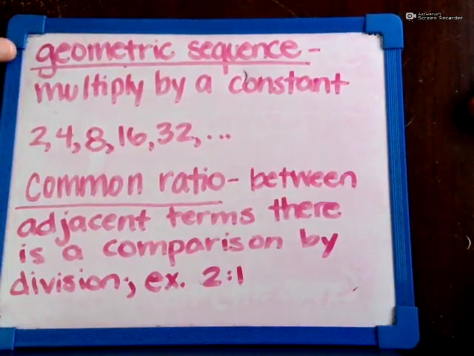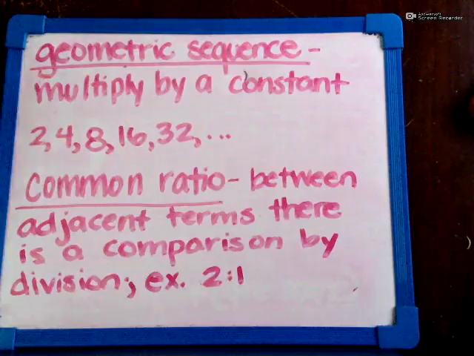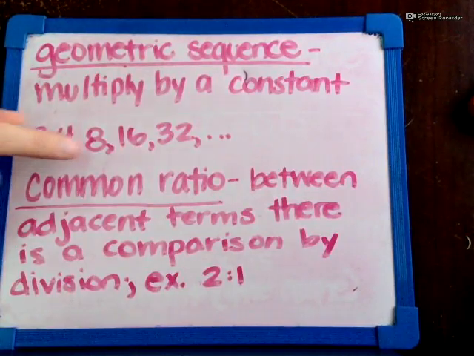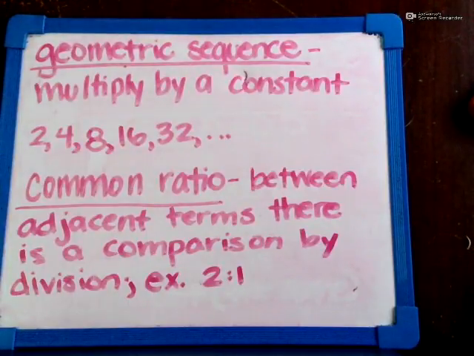A geometric sequence, you multiply by a constant instead of adding, like with an arithmetic sequence. I can't remember if it was arithmetic or... Yes, it's arithmetic. I didn't know if it was arithmetic or algebraic. I'm so good. An example of this is this sequence where 2 times 2 is 4, 4 times 2 is 8, 8 times 2 is 16, 16 times 2 is 32.